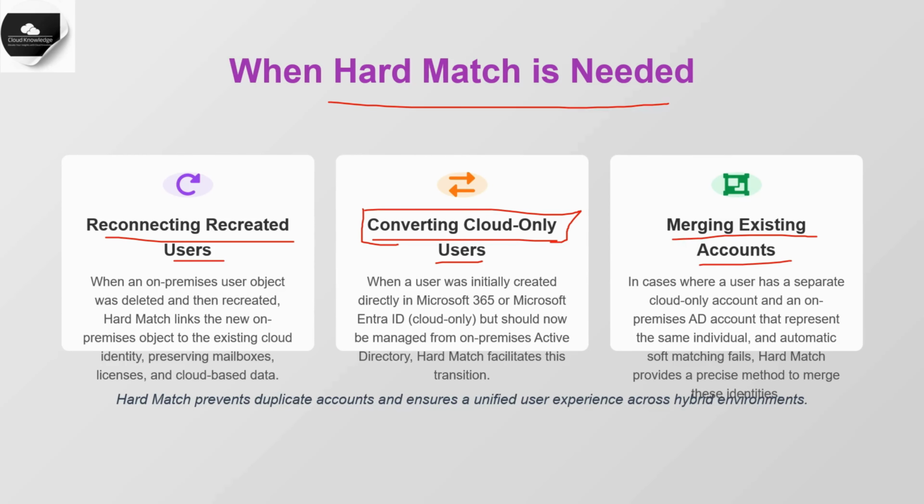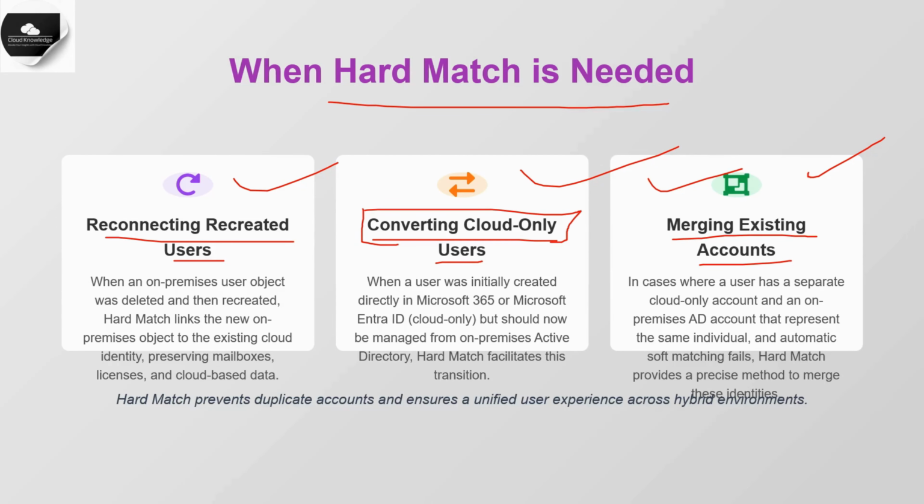Third, merging existing accounts. For example, if an account exists both on-prem and in the cloud, you need to sync or merge both accounts with the same immutable ID. That can also be done with a hard match. We will see these three cases in our lab.